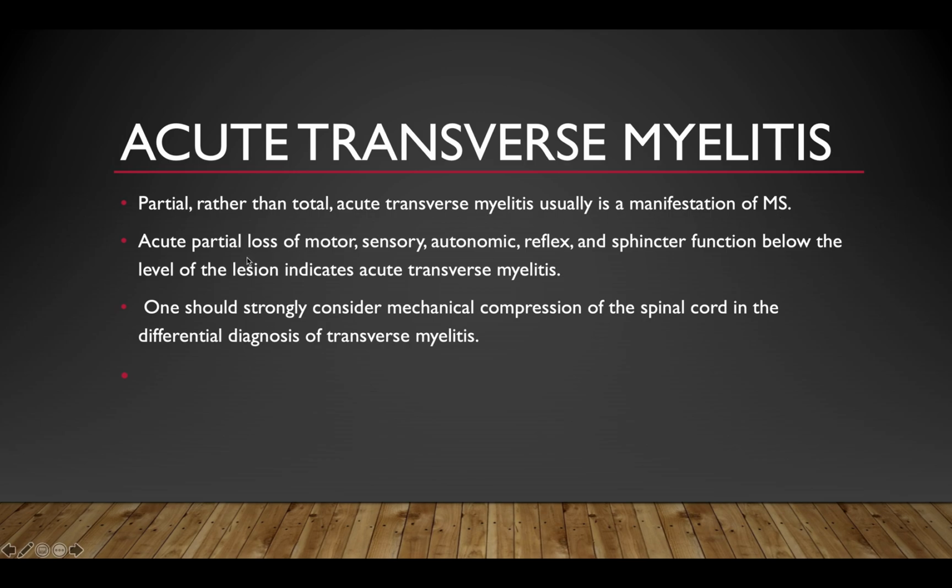It is characterized by acute partial loss of motor, sensory, autonomic, reflex, and sphincter function below the level of the lesion, and it indicates acute transverse myelitis. But the cardinal feature here is that it is partial loss, not complete loss. And also, one should strongly consider mechanical compression of the spinal cord in the differential diagnosis of transverse myelitis.